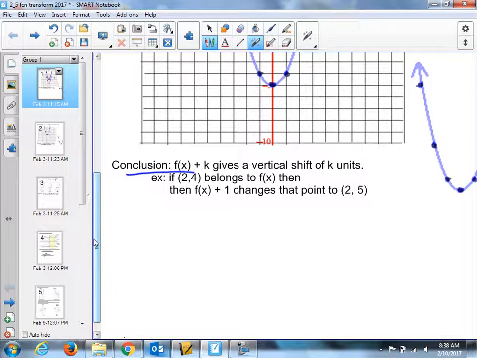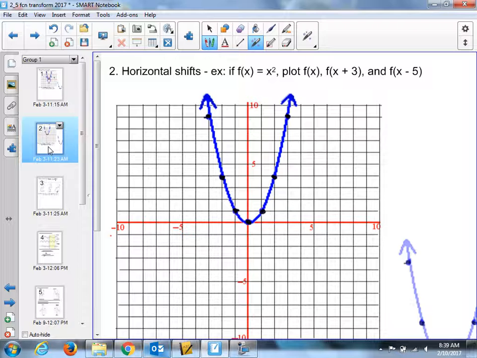So the conclusion here, f of x plus k is a vertical shift of k units. The sign is the same. If it's plus 5, it's up 5. And like I was saying, if you're just given a point of 2, 4 belongs to the function, then f of x plus 1 changes that point to 2, 4 plus 1, 5. Okay? No questions there, I'm hoping? No? Okay.